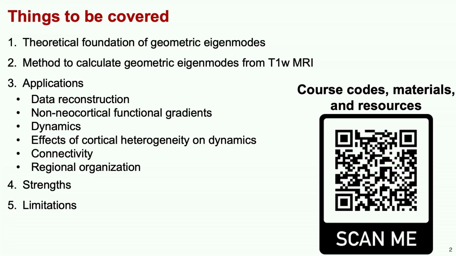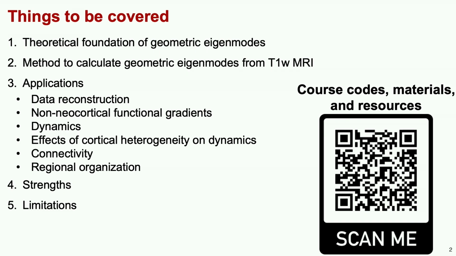And we'll encourage all these speakers to have a strengths and limitations slide, so you understand where everyone is coming from, and what one mode is useful for and what it is not useful for in certain contexts. All right. So I'm going to talk you through what we call geometric eigenmodes, which are eigenmodes derived from cortical geometry. And I'll unpack all of that in a sec.